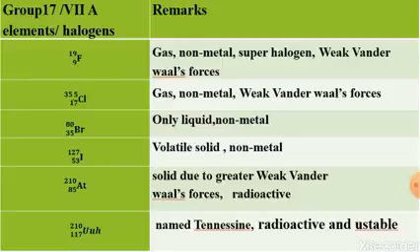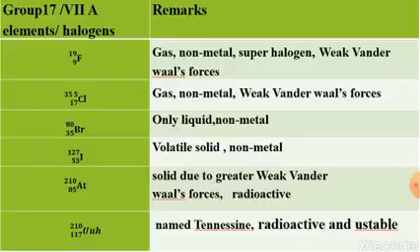Now dear students, let us focus on fluorine. Fluorine has atomic number 9 and mass number 19. This you have to know. Now about the remark: it is a gas, a non-metal, also known as a superhalogen. Because of its high reactivity, it behaves as a superhalogen. Then it has weaker van der Waals forces, so that's why fluorine belongs to the gas state.